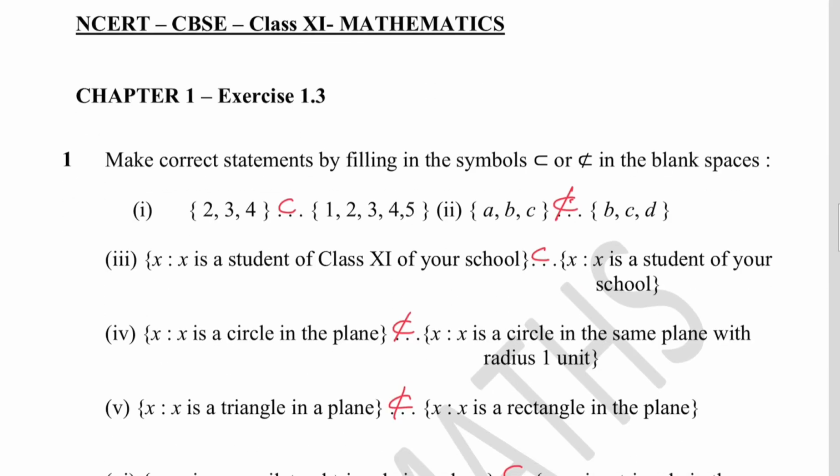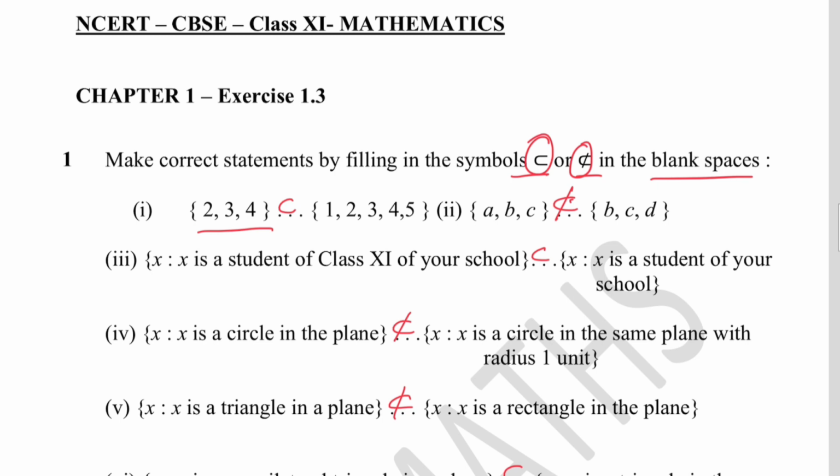Okay, now let us discuss exercise 1.3. Make correct statements by filling in the symbols, subset or not a subset, in the blank spaces. So this is a symbol for subset and this is not a subset. First question is {2, 3, 4}.